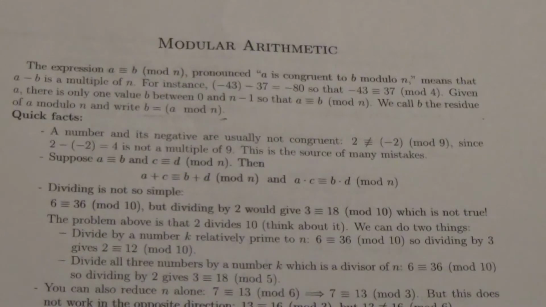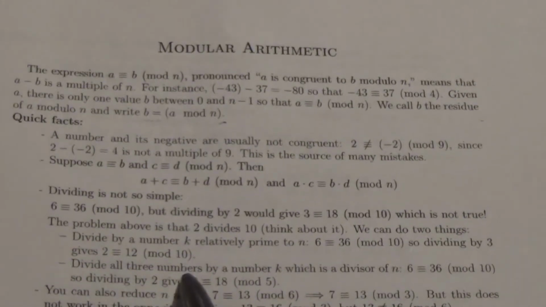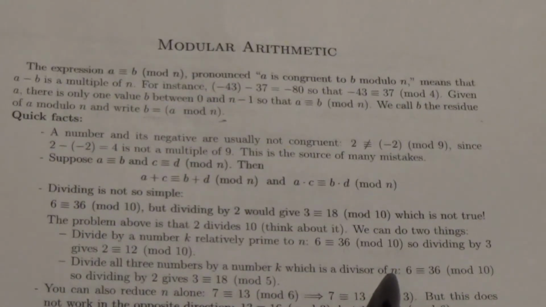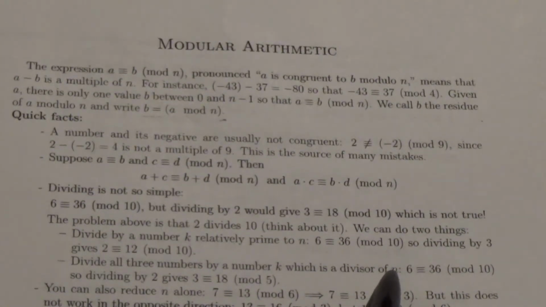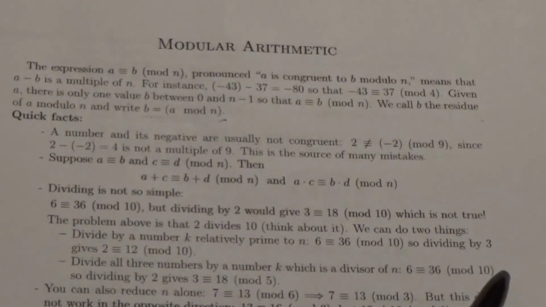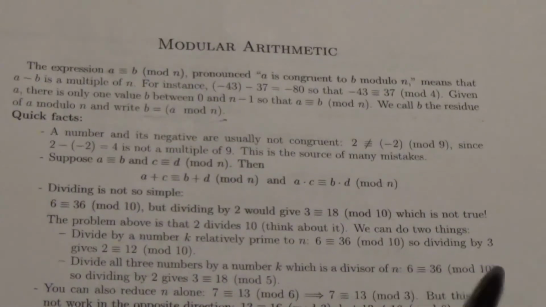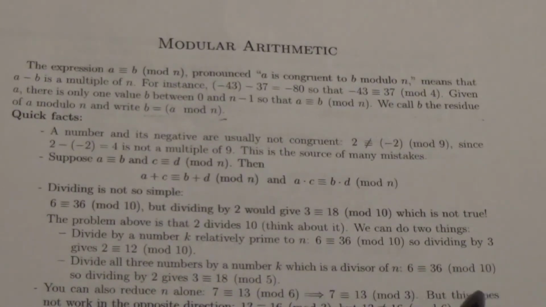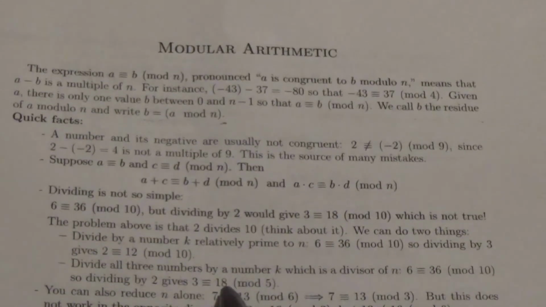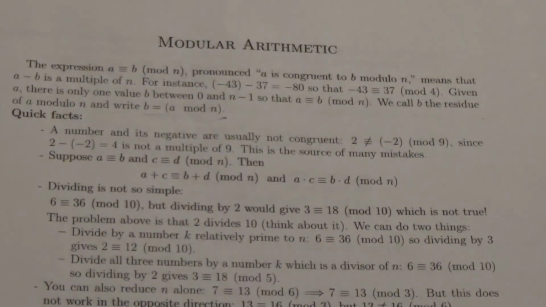However, the next rule says that if we divide all three numbers, a, b, and n, by a number which is a divisor of n, so 2, for instance, well, 2 is a factor of 10 here, so we need to divide on through, like a, b, and n need to each be reduced. So we're dividing by 2, giving 3 is congruent to 18 modulo 5. So this is just setting up the basics of how division works in modular arithmetic, which is quite interesting.